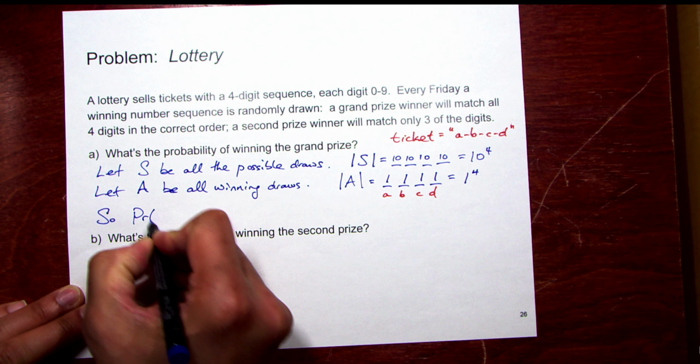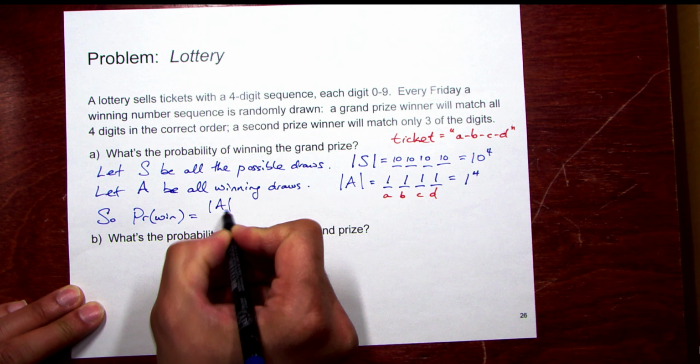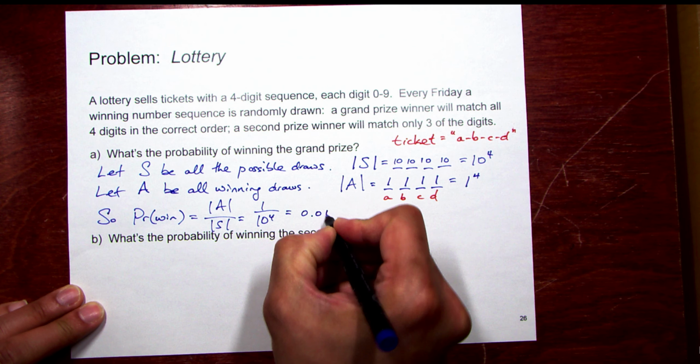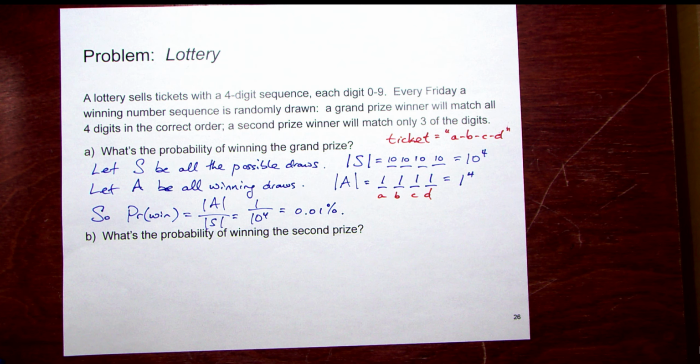The probability of a win is the size of A divided by the size of S, which is 1 over 10 to the 4, and that is something we can do in our heads. 1% would be 1 over 10 to the 2, divide that by 100, that's 0.01%. Not a large chance, but of course we want our grand prize to be something that is hard to win, right?